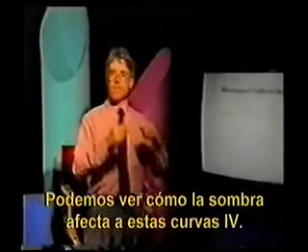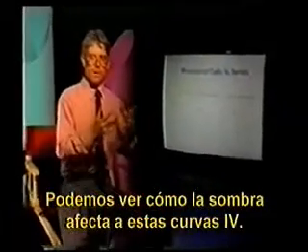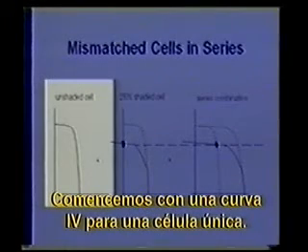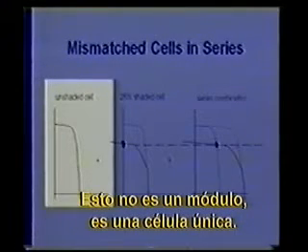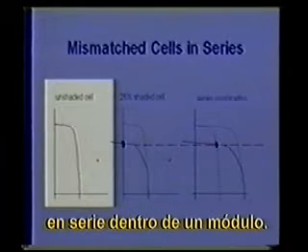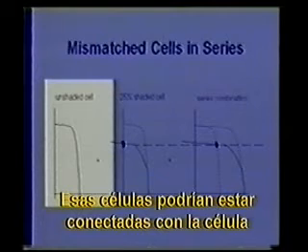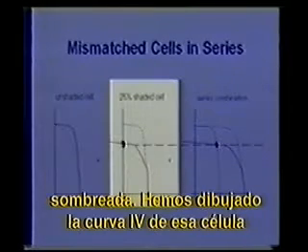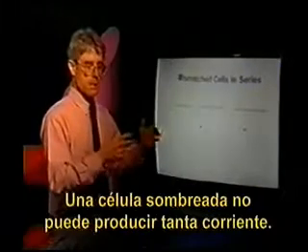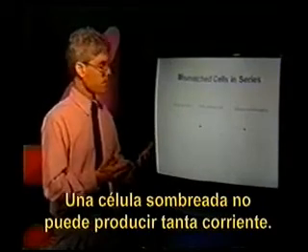We can look at some cell IV curves and see how they might be affected by shading. We can begin with the IV curve for a single cell. This is not a module, it's just a single cell. This would be connected to other cells in series inside of a module. Those cells might be connected to a shaded cell. We've drawn that shaded cell IV curve slightly lower than the others. A shaded cell can't produce as much current.